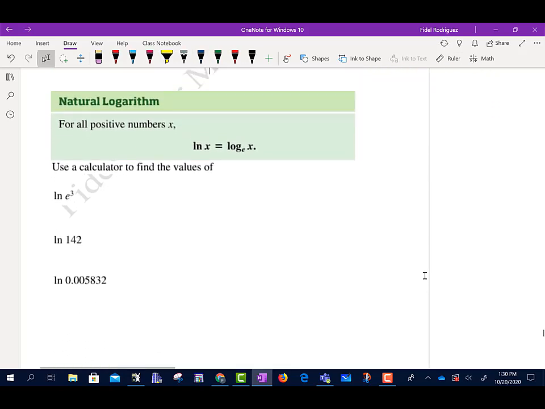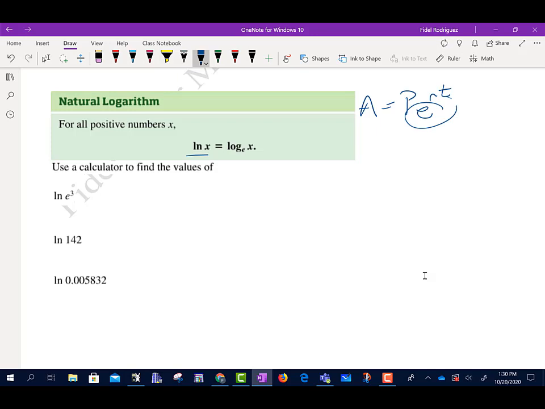Now it says the natural logarithm. It says for all positive numbers x, ln of x, this is how I read it, ln, just because those are the letters that I have, is equal to the log base e of x. If you remember in the previous section, we did that continuous interest problem, and our formula looked like this. We called it the PERT problem because it looks like the word PERT. So this is where that e is coming from, okay?